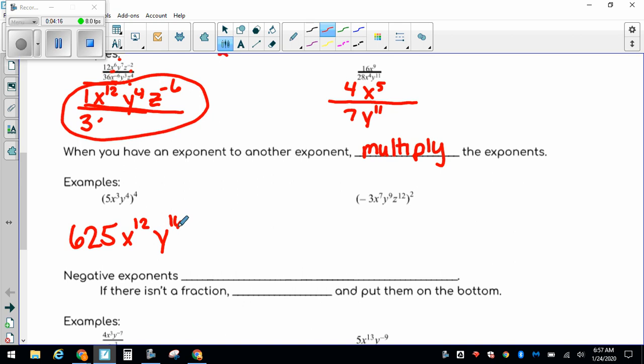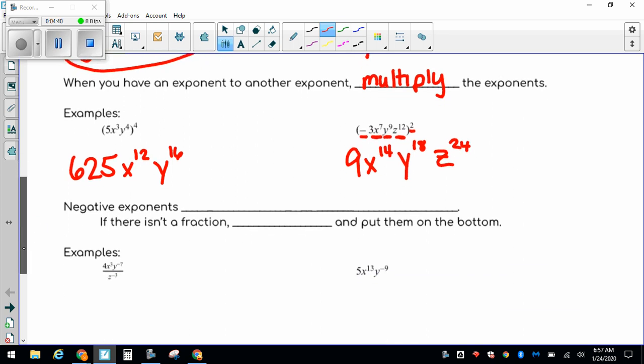All right, let's keep moving on. Negative 3 squared is going to be 9. Calculator magic. I have 7 x's twice, so that's x to the 14th. 7 times 2 makes 14. I have 9 y's twice, so that's y to the 18th. And then I have 12 z's twice, so that is z to the 24th.